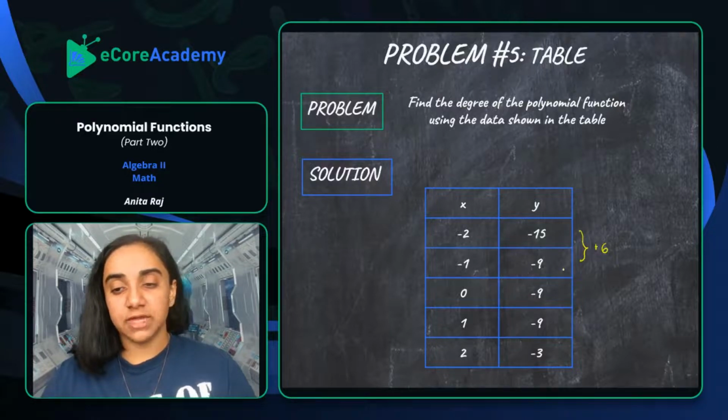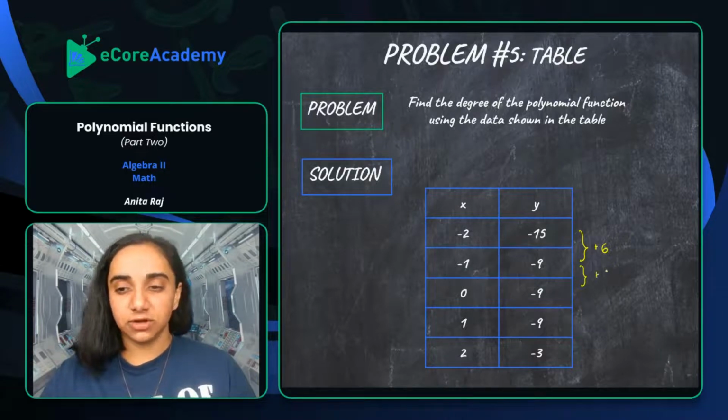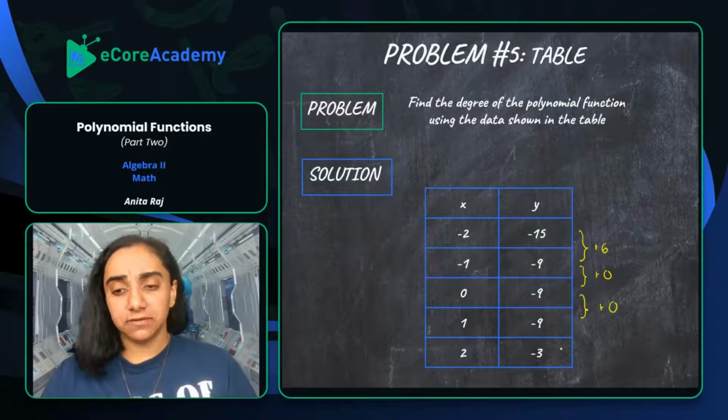What's the difference between -9 and -9? Well, there's no difference at all, so I'm just going to put +0. We didn't add anything, we didn't subtract anything. What's the difference between -9 and -9? Again, we didn't do anything, so I'm going to do +0. And what's the difference between -9 and -3? Well, we added 6 again, so I'm going to put +6.